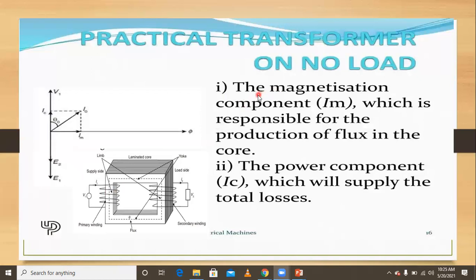This magnetizing component of current, I mu or Im, is responsible for the production of the flux in the transformer core. That is called the magnetizing current. Under no load condition also, a small amount of flux is established in the primary and secondary winding and in the transformer core, because of the magnetizing component of current.